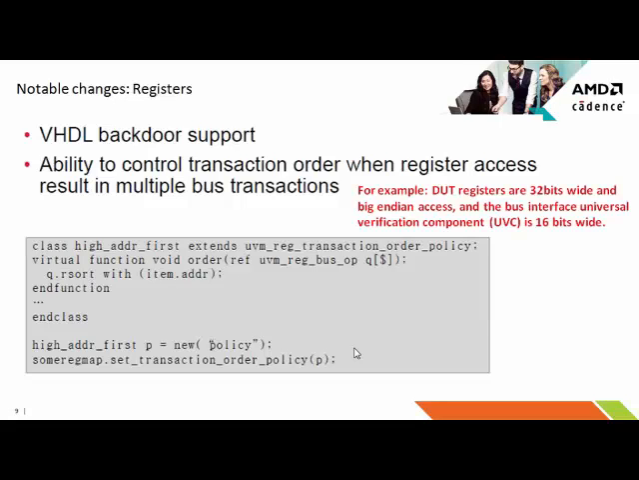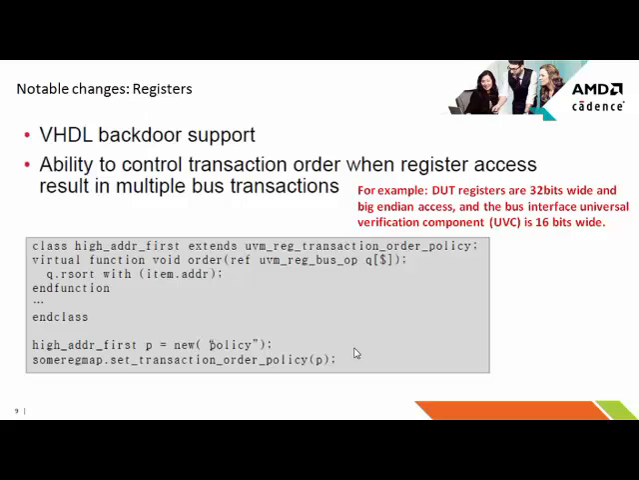So let's just look at an example here. Imagine we've got a DUT register which is 32 bits wide, but it's sat on a bus which is 16 bits wide. So when we want to write to that register, that's going to result in two transactions. Two 16-bit transactions on the bus are going to update our 32-bit register. What people want to be able to do is control the order of those transactions, playing into big endian or little endian, for example.